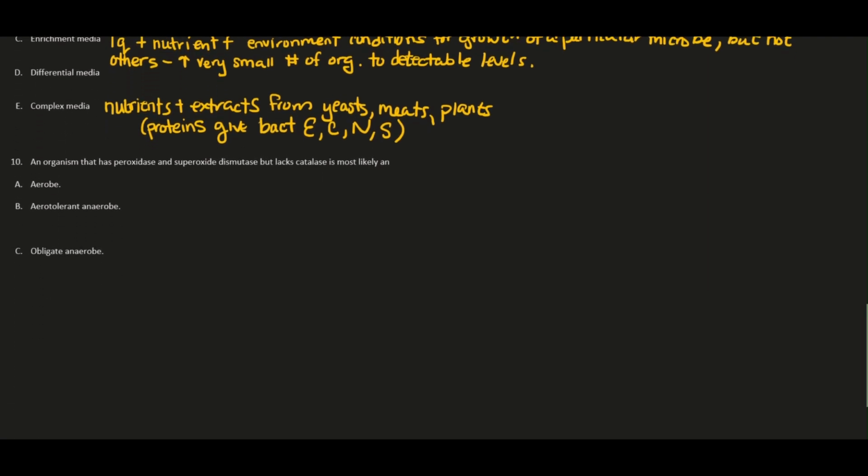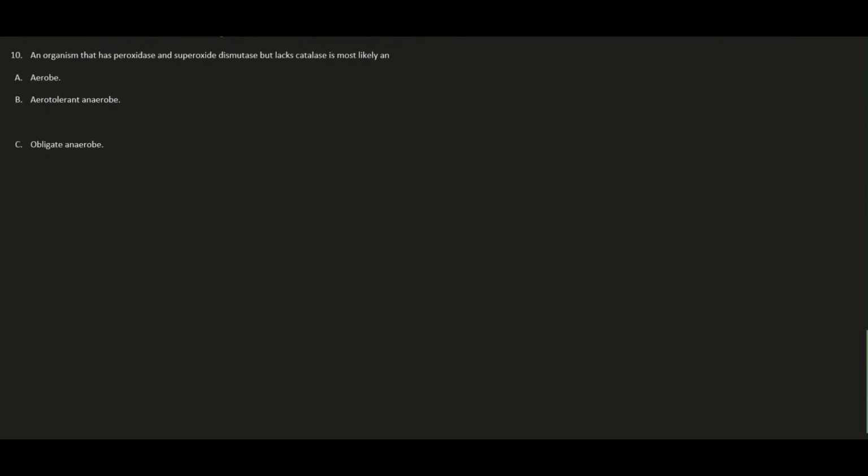Number 10, our last one. An organism that has peroxidase and superoxide dismutase but lacks catalase is most likely an aerobe, aerotolerant anaerobe, obligate anaerobe. Well, what is peroxidase? What is superoxide dismutase? And what is catalase? Let's get these definitions.